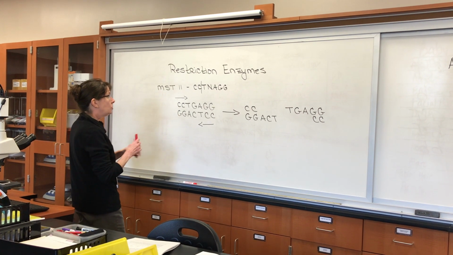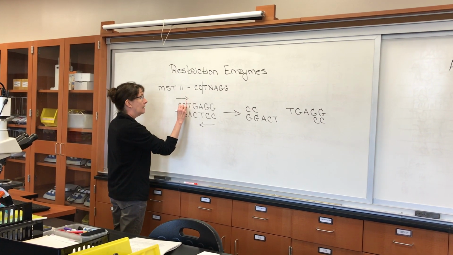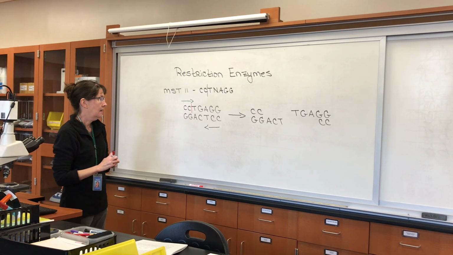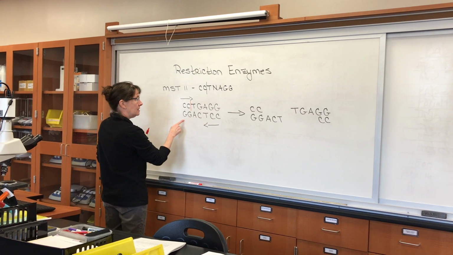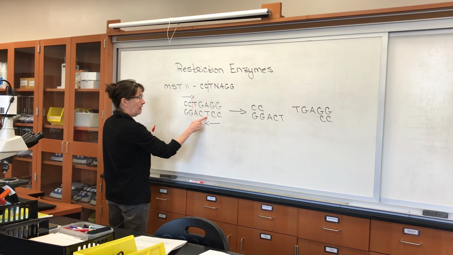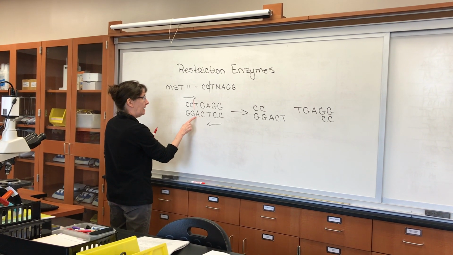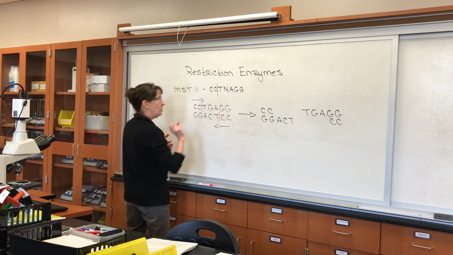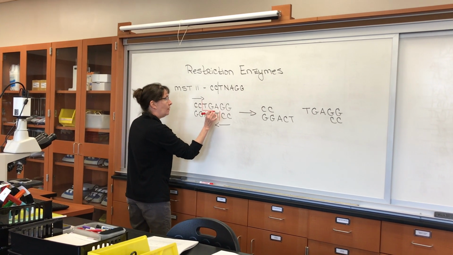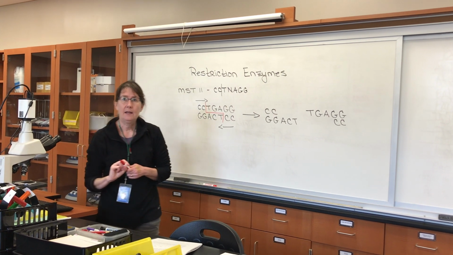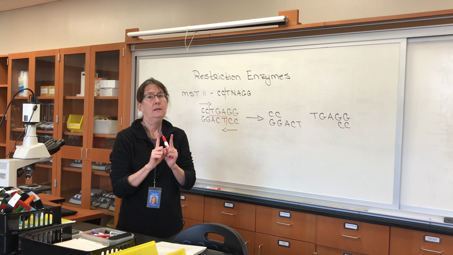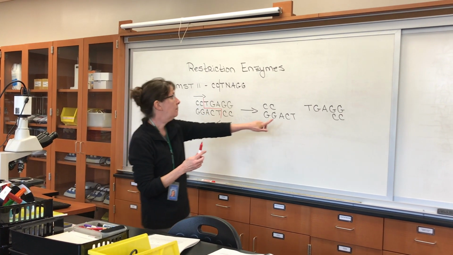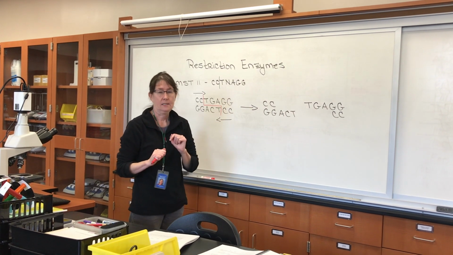And when MstII finds it, it makes a cut between the C and the T through just one strand of DNA. And now it reads this strand coming this way, CCT, followed by any nucleotide, and then AGG. And again, it's going to cut between the C and the T. And now we have an uneven cut. We've taken one piece of DNA and we have divided it or split it into two strands.